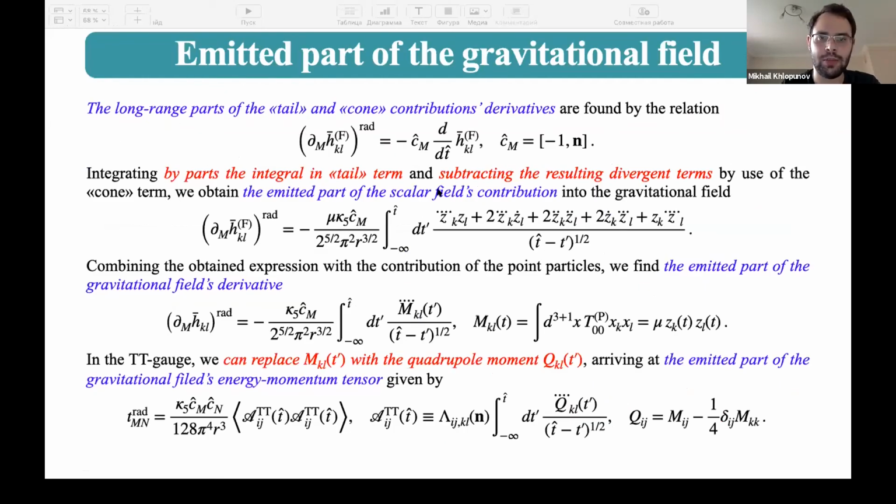Also, in accordance with the Rorlich-Teitelboim approach, we find the long-range part of the derivative of the gravitational field produced by scalar field, and it's found to have the following form. Combining it with the contribution of point particles, we arrive at the following form of the emitted part of the gravitational field produced by the binary, and it depends on the fourth derivative of the second mass moment of the system defined in a standard manner, and it also, again, depends on the entire history of motion of the binary preceding the retarded moment of proper time. However, in the transverse traceless gauge, we can replace the second mass moment.